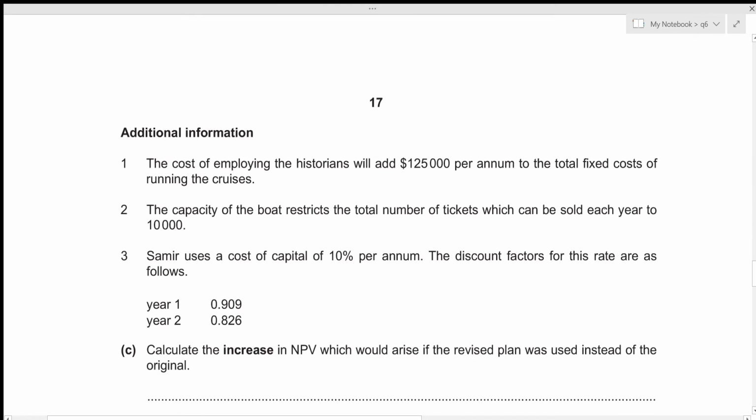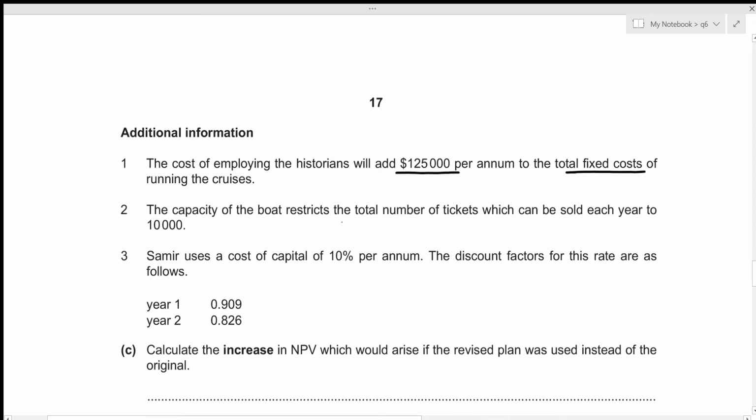We are again given additional information. First of all, let's have a look at our third question. We need to calculate the increase in net present value which would arise if the revised plan was used instead of the original. Okay, so let's have a look at our additional information. The cost of employing the historians will add 125,000 per annum to the total fixed costs. Okay, so if we're talking about original costs, we are not given any fixed costs, so the fixed cost only exists for our revised plan.